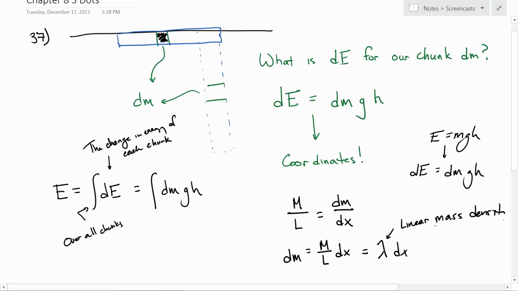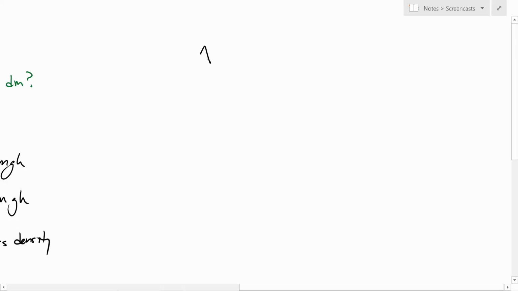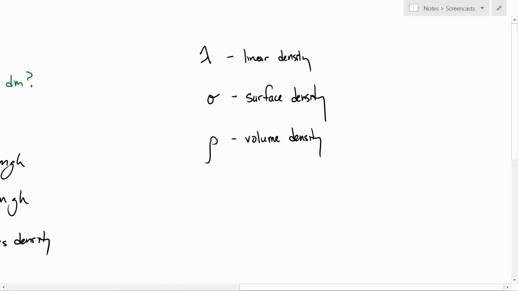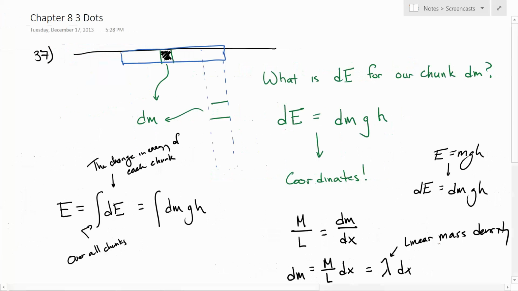I should point out, incidentally, if you're curious, lambda is a linear density. In this case, it's mass. Sometimes it is charge. Sigma is a surface density, so if it's smeared out over a surface instead of a line. And rho is a volume density, which you would think is kind of the natural density, but what are you going to do? Lambda, sigma, rho. Should make Greek life easier for you. So anyway, back to this.